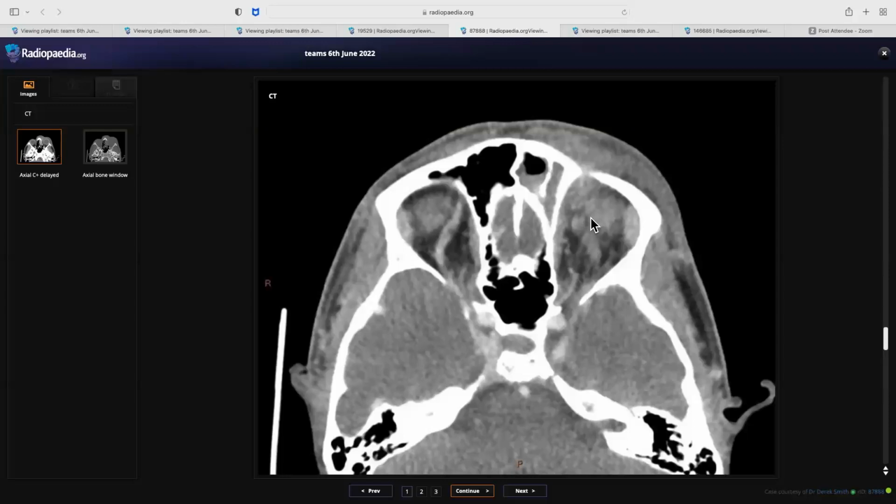Okay, so what do you think? Compared to the right side, I can see there is hypodensity. It's not showing normal enhancement, so maybe it is thrombosed on the left side. I would immediately alert the ophthalmologist about the emergency in this case, and operate as soon as possible to salvage the left orbit.